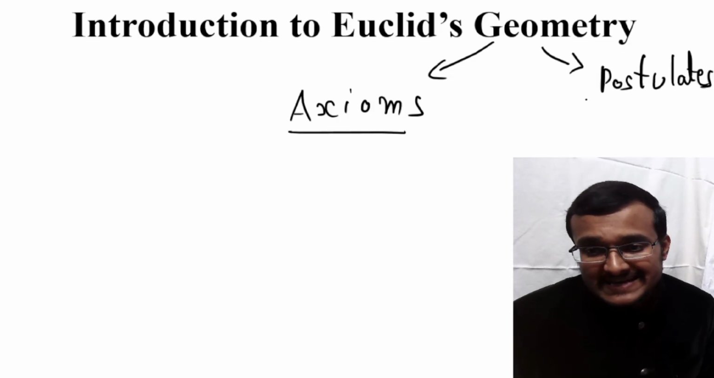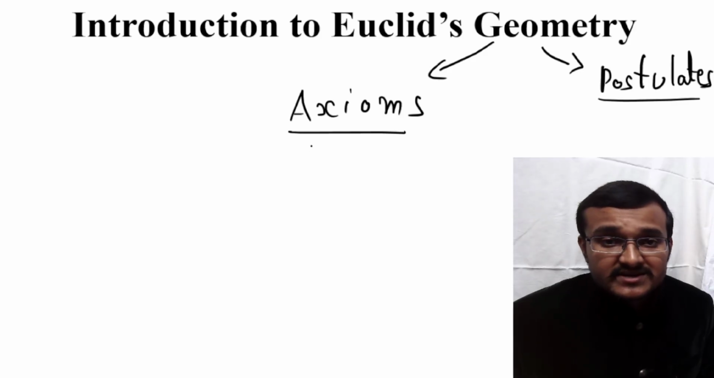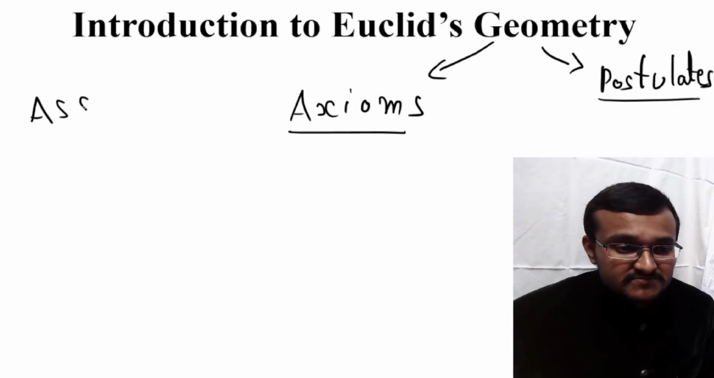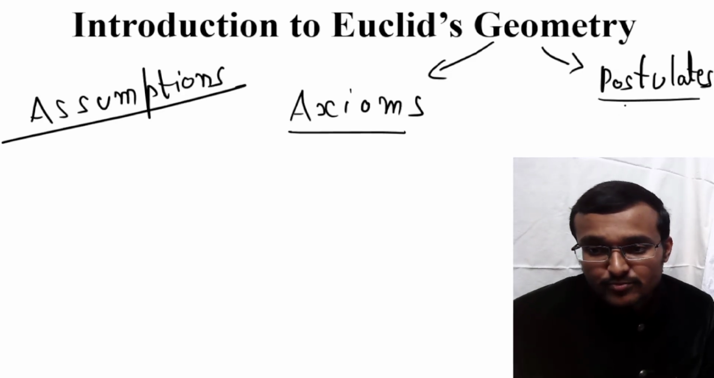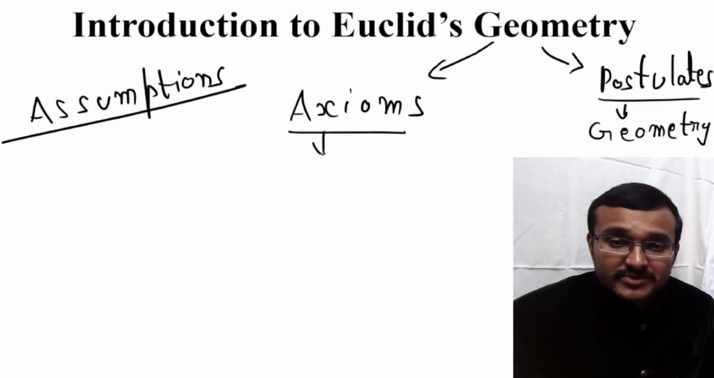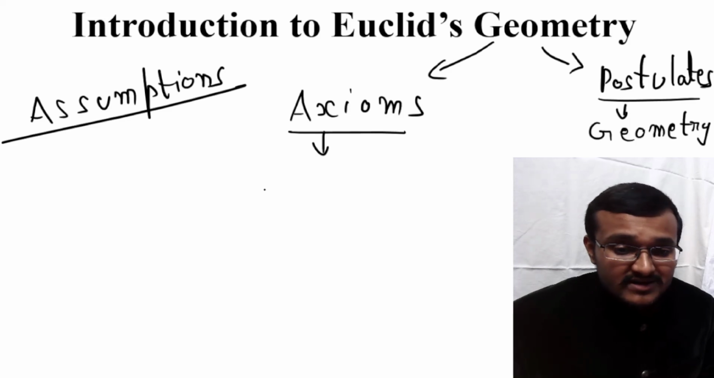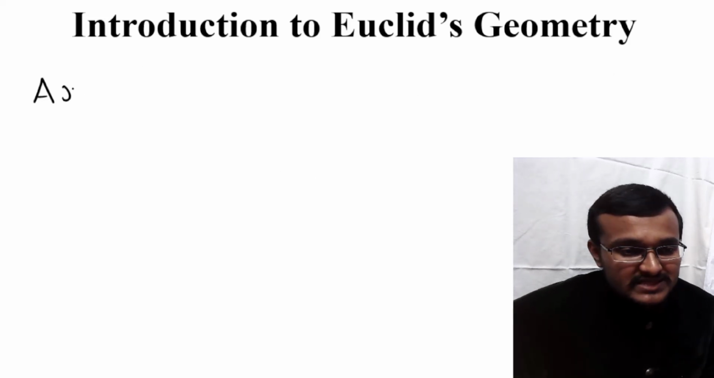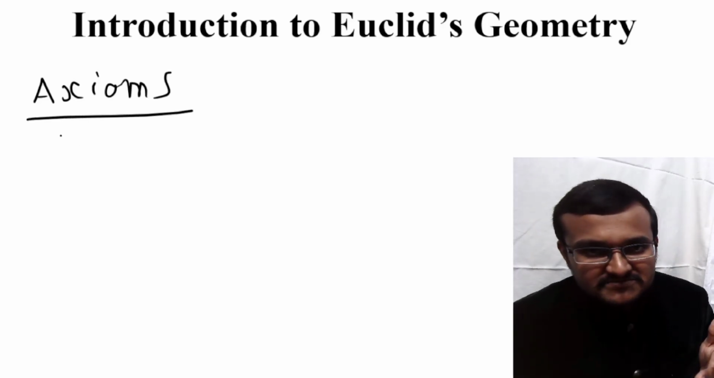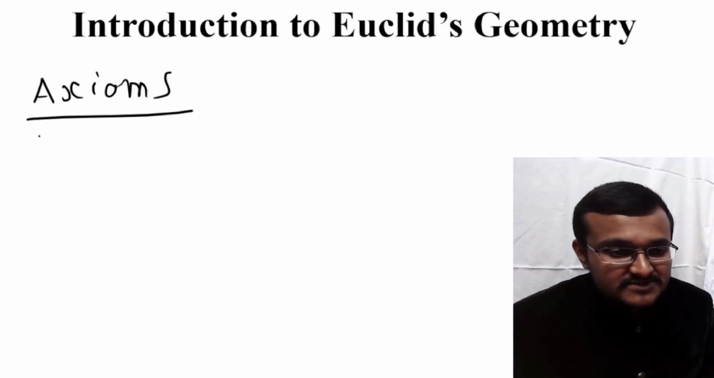In both axioms and postulates, Euclid makes assumptions. But postulates were more related to geometry, and axioms were more related to non-geometric terms also. If you look into the axioms in your textbook, there are only 7 axioms given.